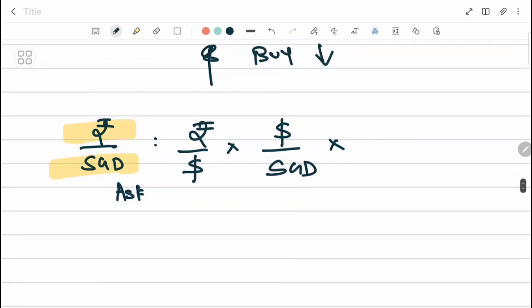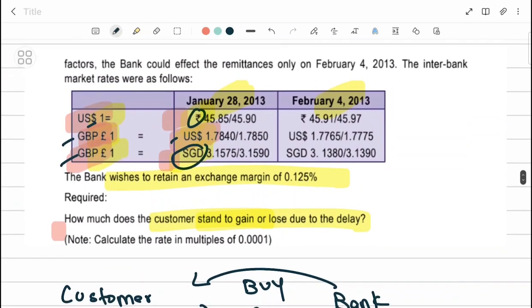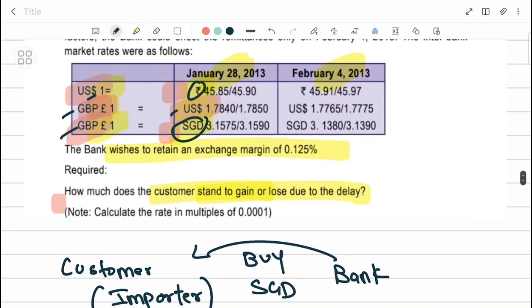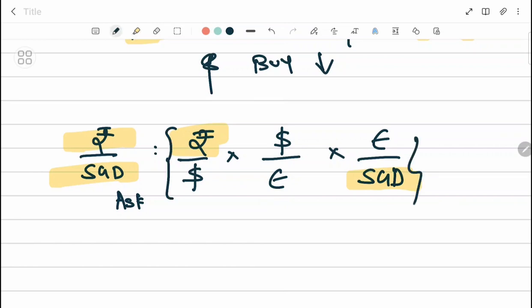Let's see if we have a dollar by SGD code, a direct SGD. We don't have that code. So what we'll do here is adjust. We see the codes and then adjust this: rupee by dollar, dollar by pound and finally pound by SGD. If you look at this, rupee is in the numerator, SGD in the denominator. This dollar will cancel out against this one, and this pound will cancel out, numerator and denominator. That is how you frame a code, okay, this way.